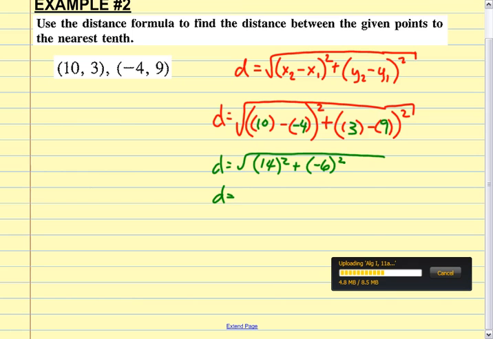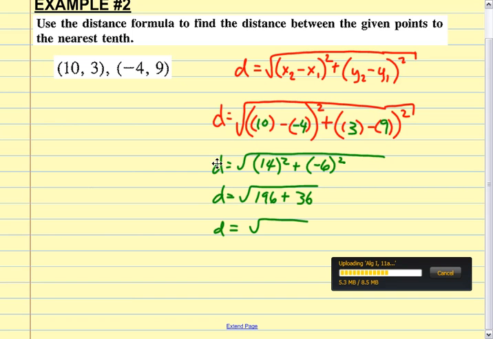Jet, help me simplify here. What's 14 squared? I'll help because I don't have the calculator on the desk today. That's 196. What's the next one for me, Jet? 36. All right, so now I've got the distance is equal to the square root.